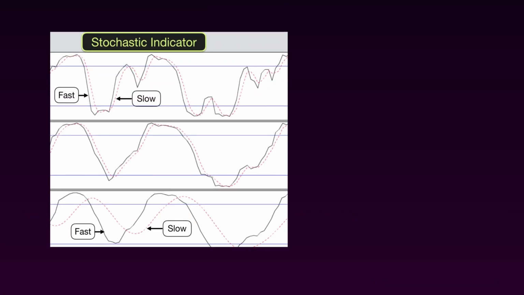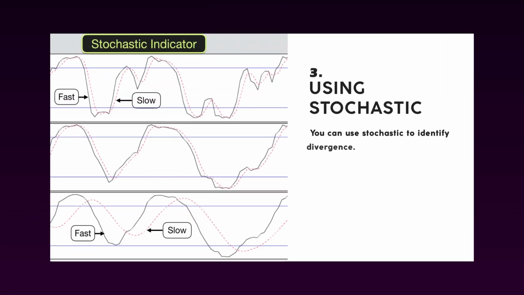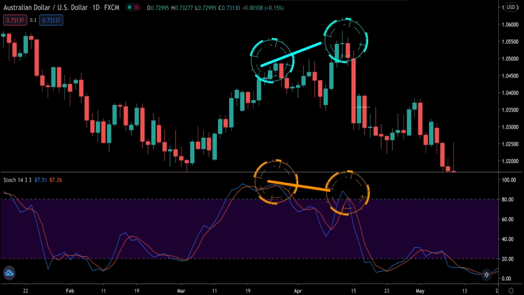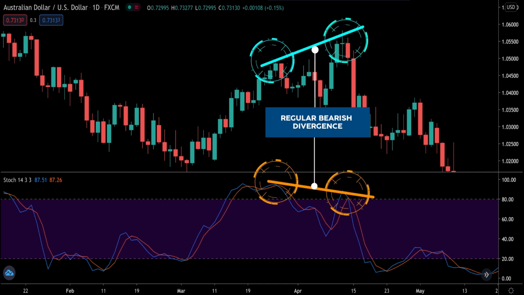The third indicator that you can use is the stochastic. It functions very much like the MACD, and here's a quick snapshot of how you can use it to identify divergences.